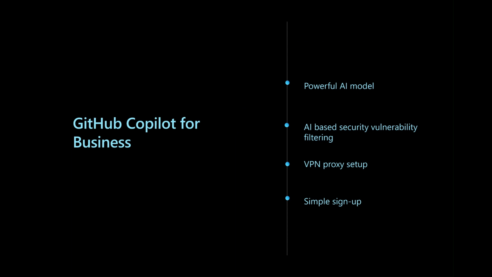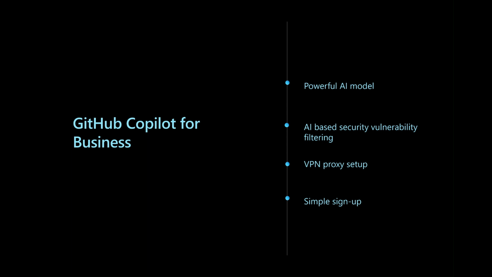You have a more powerful AI model. New modeling algorithms can improve the quality of the code suggestions here. We do have AI-based security vulnerability filtering. GitHub Copilot can automatically block common insecure code suggestions by targeting issues such as hard-coded credentials, SQL injections, and path injections too.